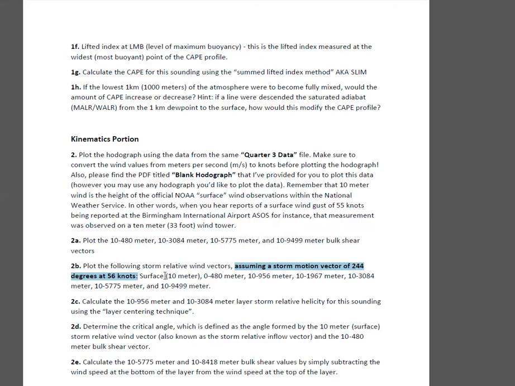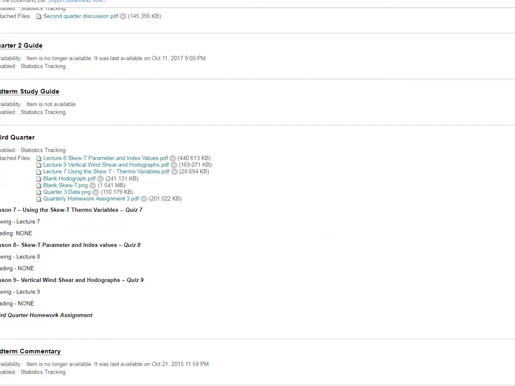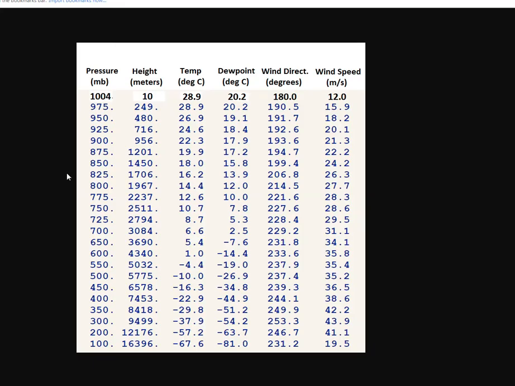Okay. And then the storm relative wind vectors. Right here, let's cover this next. Once you have your storm motion plotted, which is that dot, you'll want to make sure that you mark your heights on your hodograph line. This red line right here, mark the heights. Mark them in bold ink or pencil so that you can know which height they are. I'm also going to pull up the assignment, the data file, this file right here.